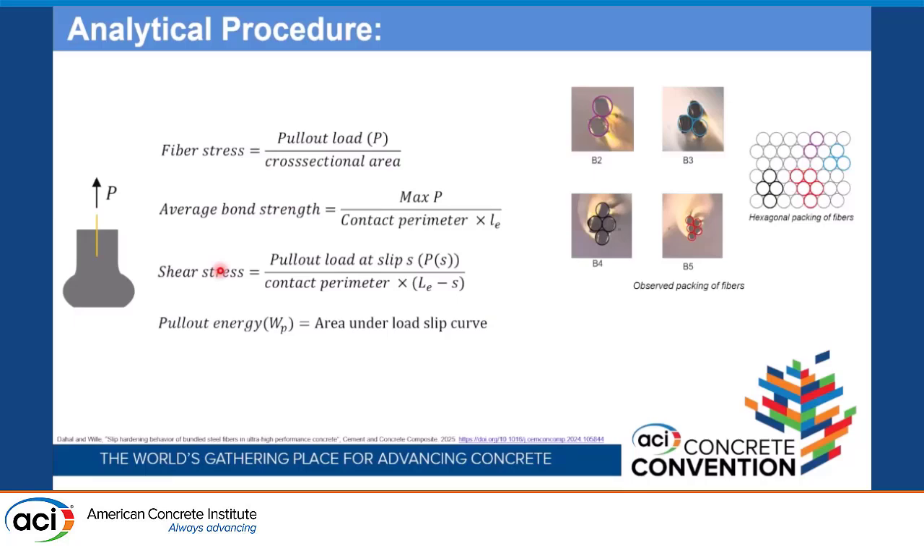This is the analytical procedure to find out the pull-out parameters. From the experimental data, we get the pull-out load and slip data, and we plug those values here and find out these parameters. For the contact parameter, we looked at the bundle fibers under the microscope, and what we observed is that they had hexagonal packing. Based on this packing, we calculate the contact perimeter and use it in these equations.